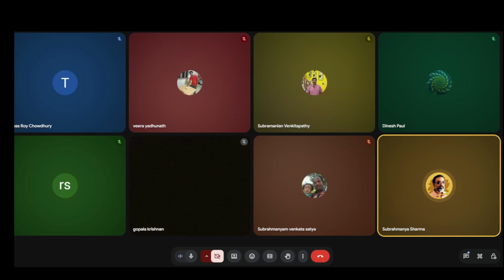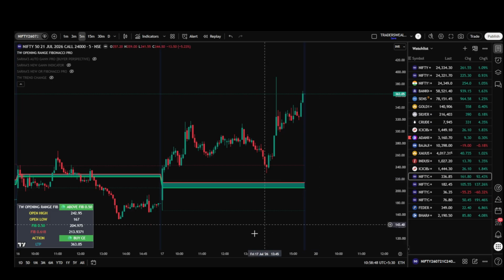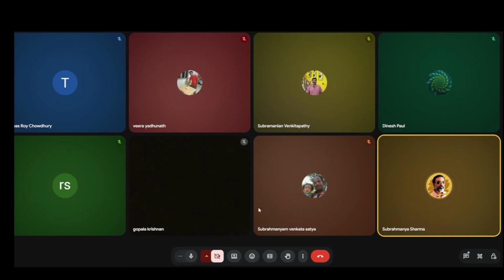Then they understand better. If you don't have any sheets also, no worries. I'll explain to you how to use these sheets. Okay, how to use these indicators. First of all, let me share my screen. This is my screen.